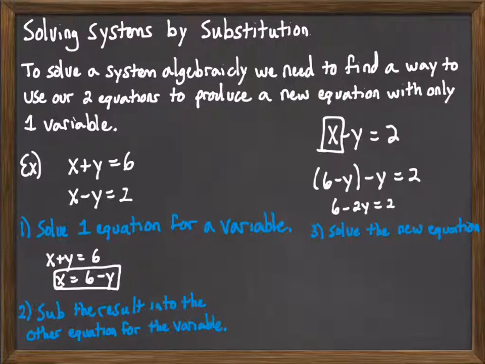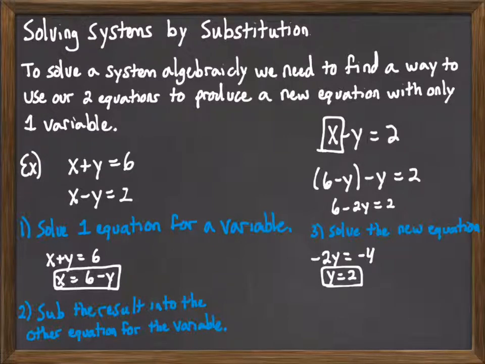Solve the new equation. So we take that 6 minus 2y equals 2 and we solve it. To solve it, we need to get y by itself. So we subtract 6 from both sides. We get negative 2y equals negative 4. Divide by negative 2, and now we have y equals 2. We know half of the answer now.